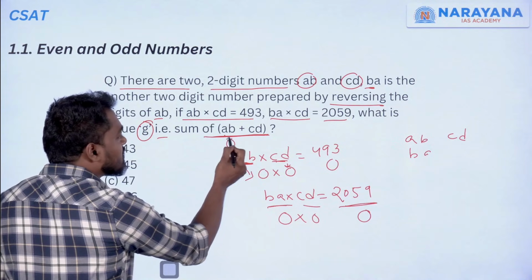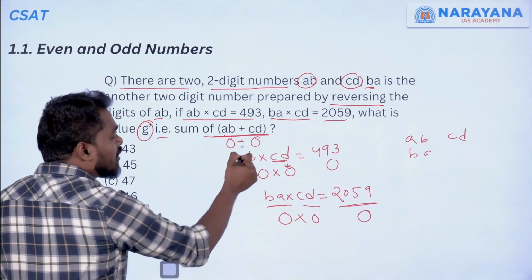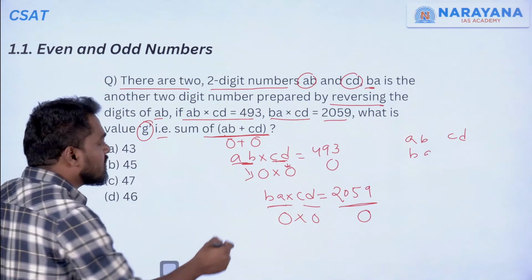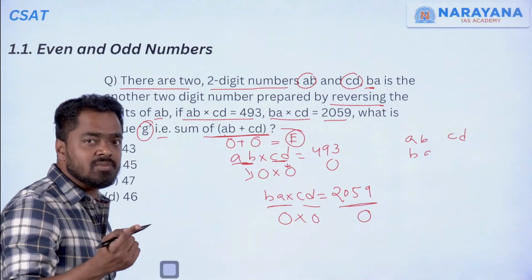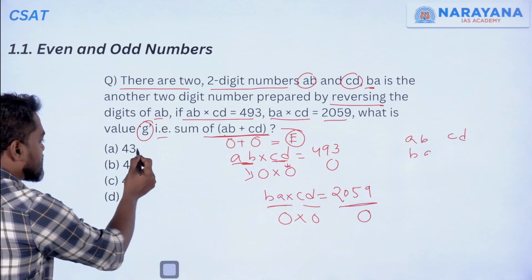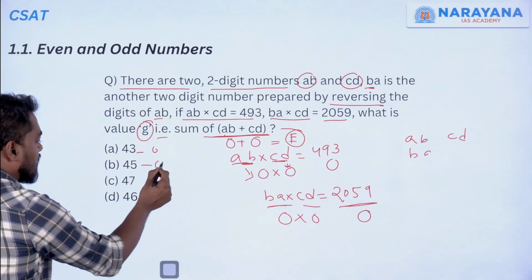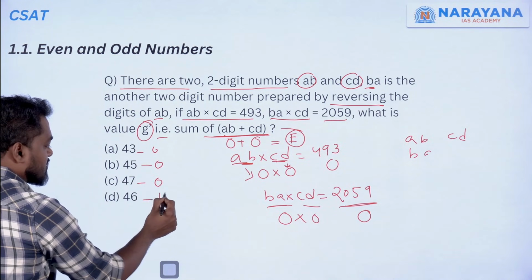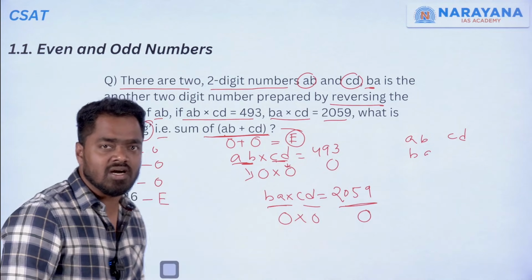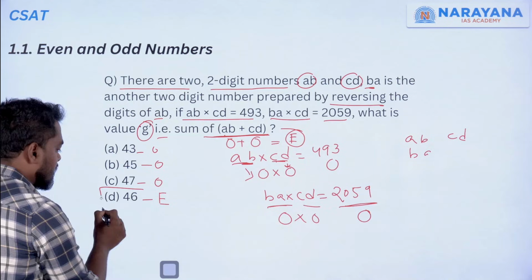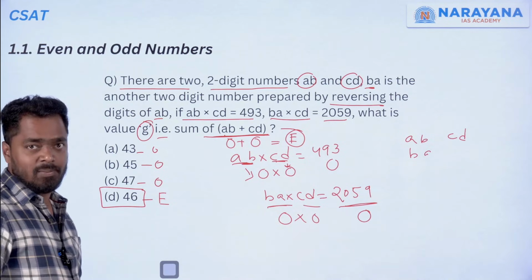AB is an odd number, CD is an odd number. If you add an odd number with another odd number, you will get an even number. So the answer must be an even number. Check the options: 43 odd, 50 odd, 47 odd, 46 is the even. So directly checking the options, you will get the answer. So the answer will be 46, option D.